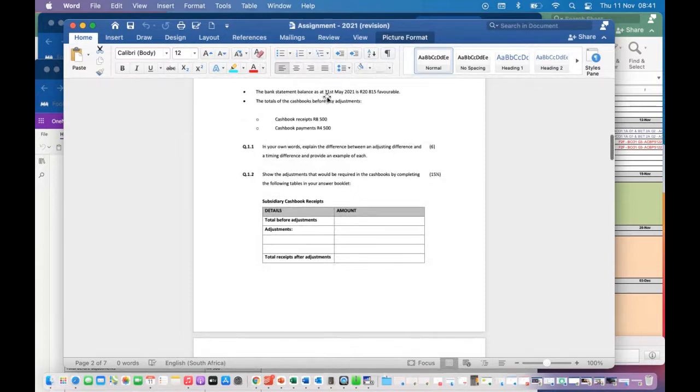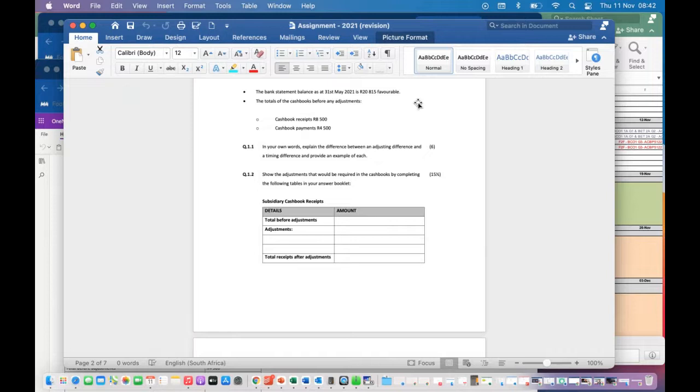Okay, so we're almost done. Bank statement balance on 31 May 2021 is 20,815, favorable. Where do we actually use that piece of information? What do we need it for? Bank reconciliation statement, 100%. Okay, so that's where we're using that.